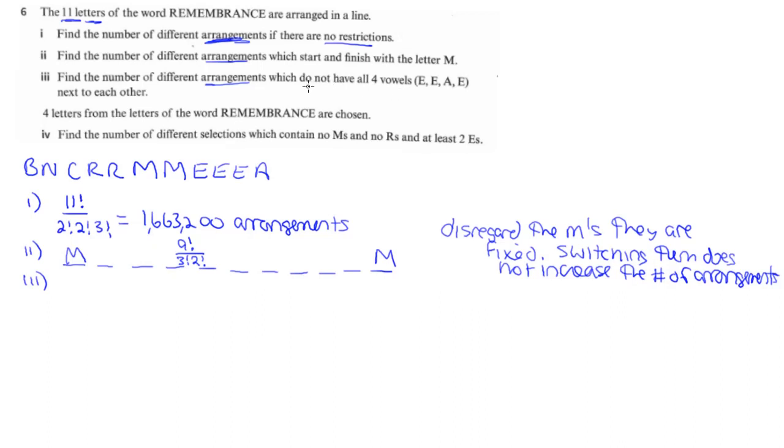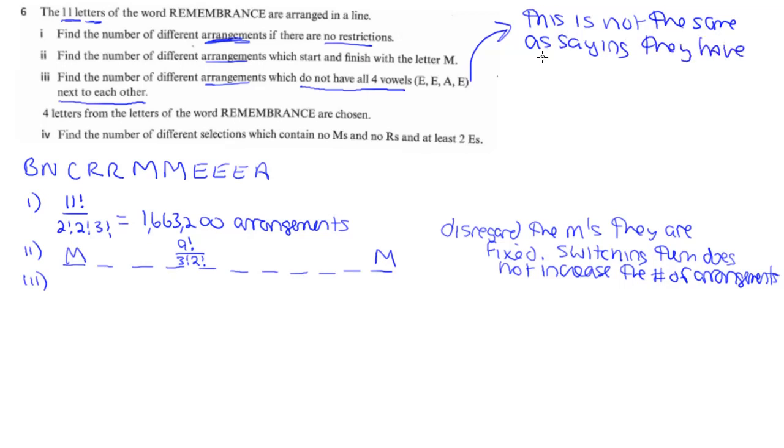And then for 3, we're going to arrange them so they do not have all the 4 vowels next to each other. Now, this is not saying that they have to be apart. It just means that there's not a situation where all 4 are absolutely together. So it's possible that 3 of them are together, or 2 of them are together, but just not all 4. And that's not the same as saying they have to always be apart.